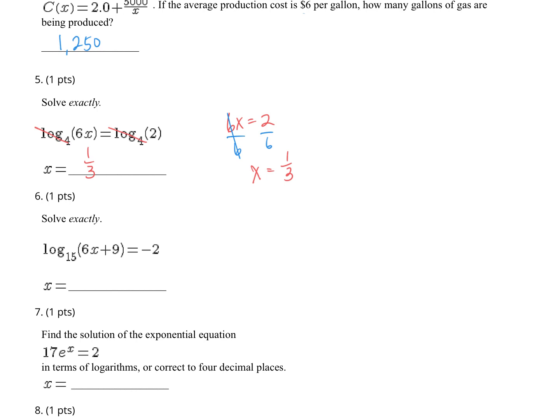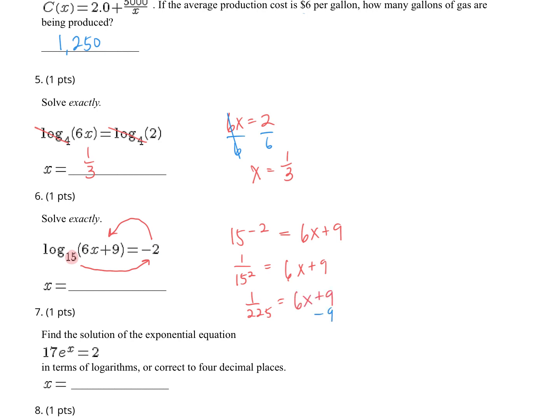Number 6, solve exactly. Here we only have one log, so we want to rewrite this in exponential form. Remember, you first identify the base. So the base is 15, and then you go across the equal sign. So 15 to the negative second power equals, go back across the equal sign, 6x plus 9. Now we're going to solve this. We could rewrite 15 to the negative second power as 1 over 15 squared. 15 squared is 225, so that's 1 over 225 is equal to 6x plus 9.